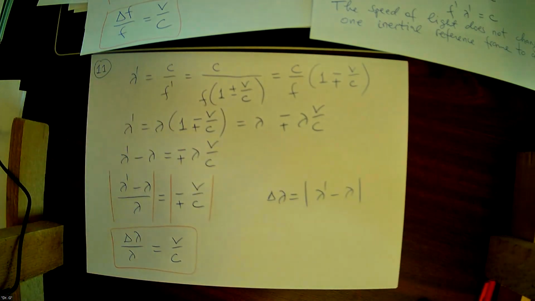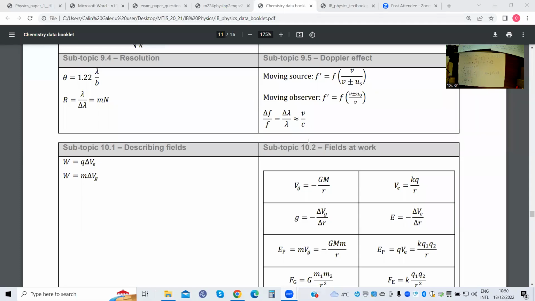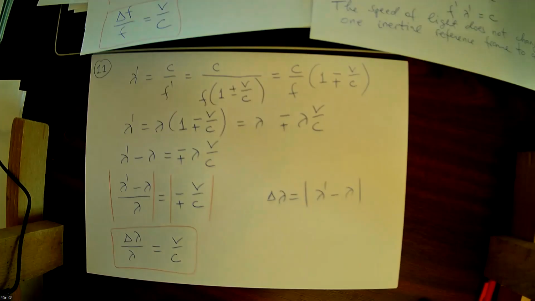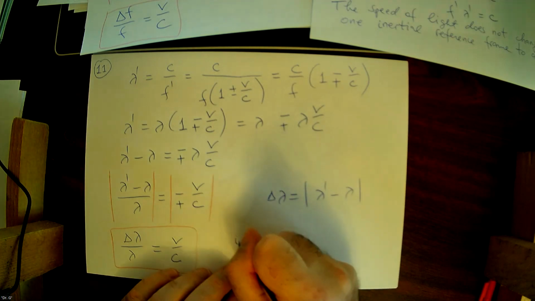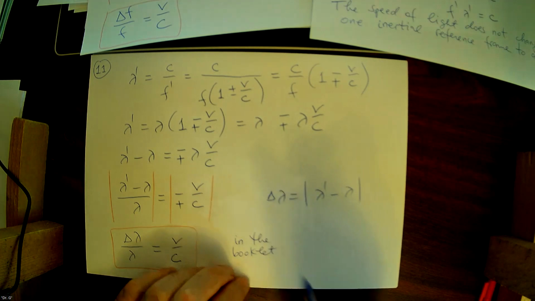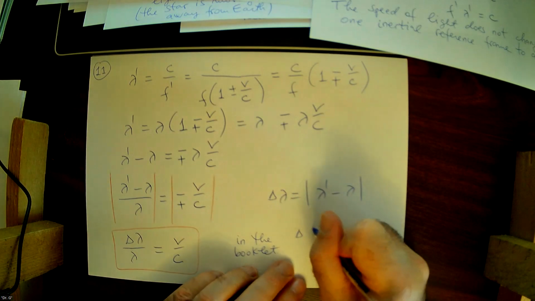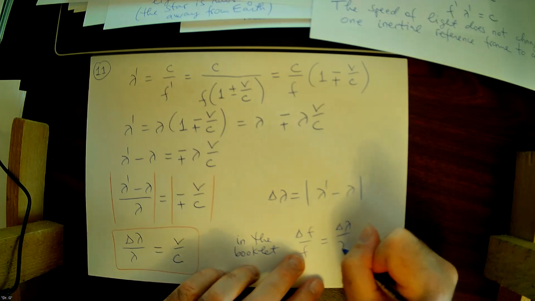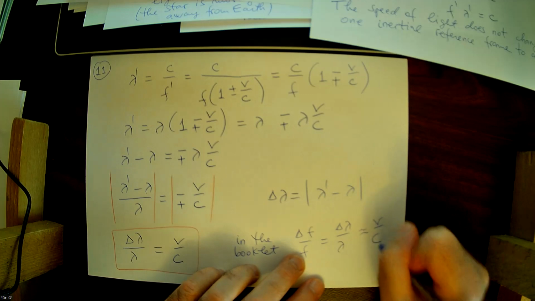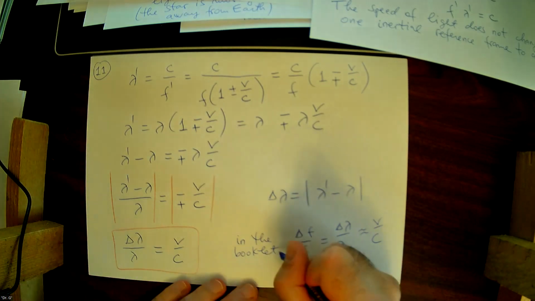So in the booklet, as you can see, the two formulas are brought together. Okay, in the booklet, this is what we see. Delta f over f is equal to delta lambda over lambda is about equal to v over c.